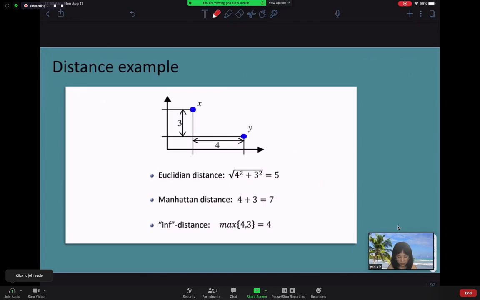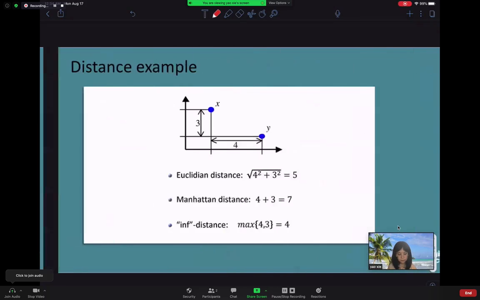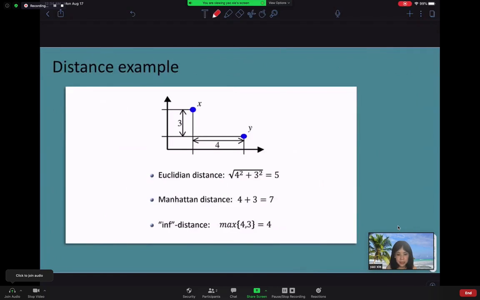By the way, if you set p equal to infinity, then this distance is called the infinity distance. That's basically the maximum absolute distance between entries in the two vectors. Here is one example illustrating the difference between these norms. In this example, we have the two-dimensional vectors x and y, and they form this relationship.